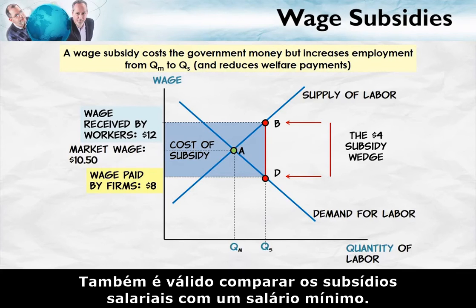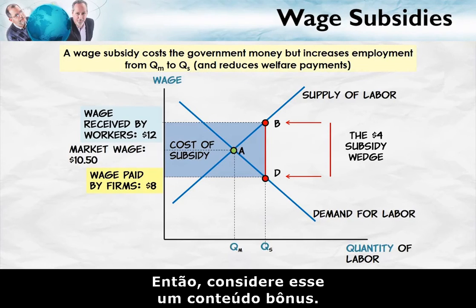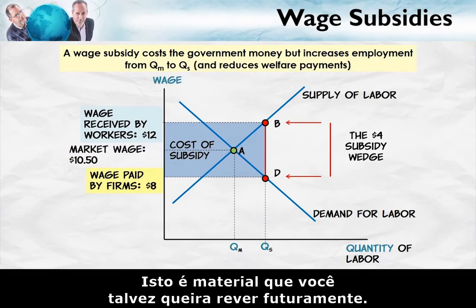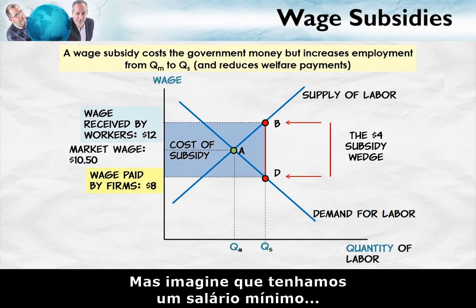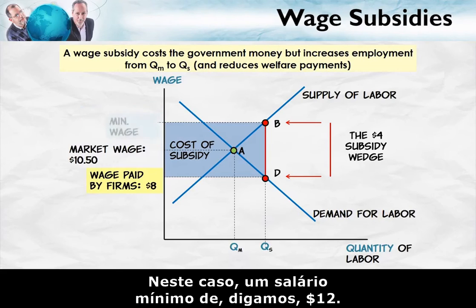It's also worthwhile to compare a wage subsidy with a minimum wage. Now, we haven't actually talked about the minimum wage yet, and we're going to do so in a future chapter. So consider this bonus material, or material you may want to come back to at a later time. But let's imagine that we have a minimum wage at the same level as would be created by the wage subsidy. In this case, a minimum wage of, let's say, $12.